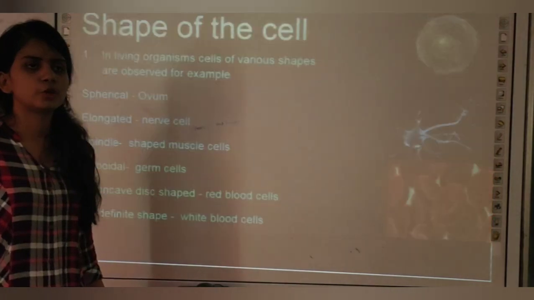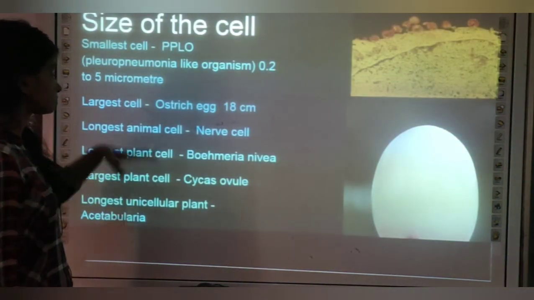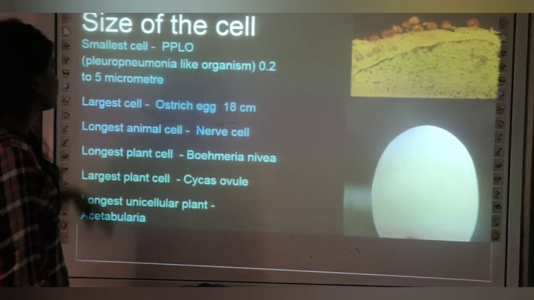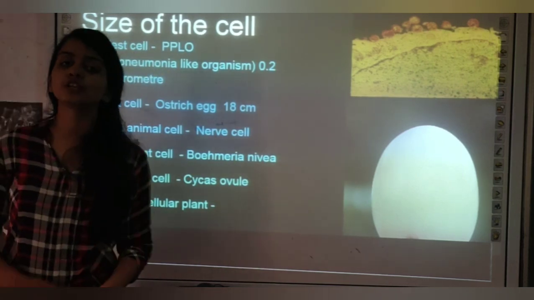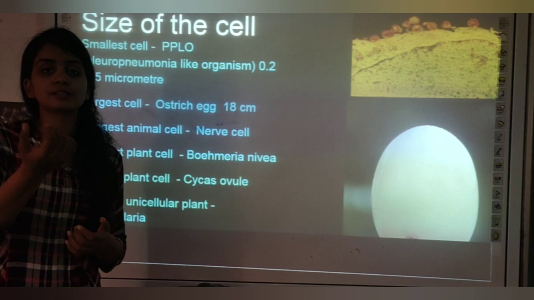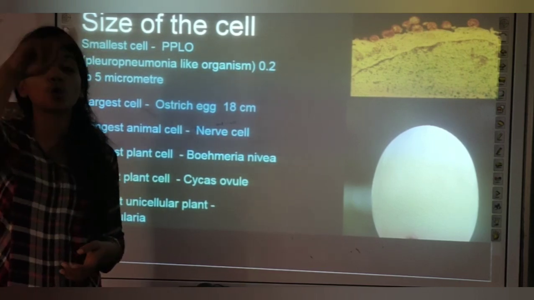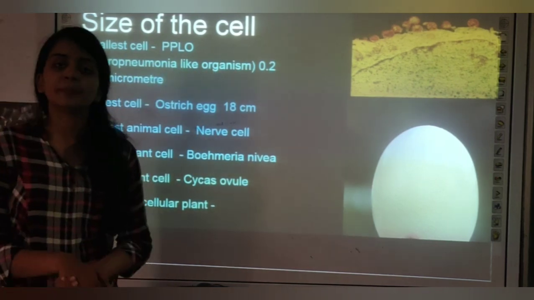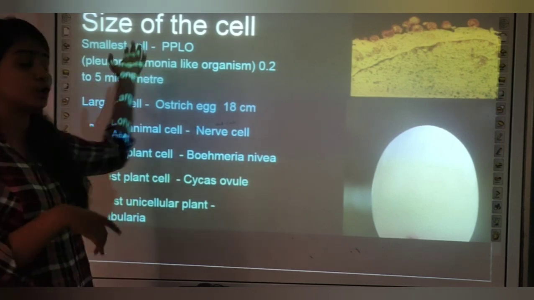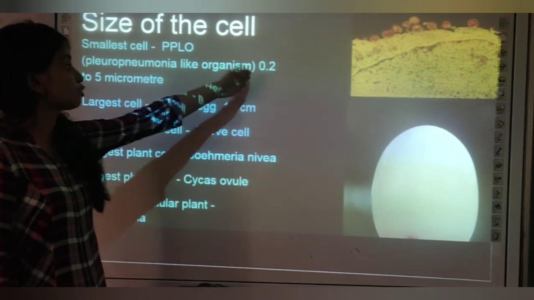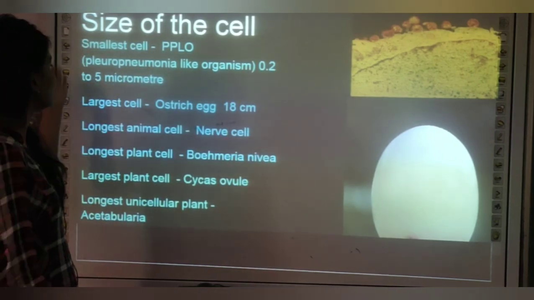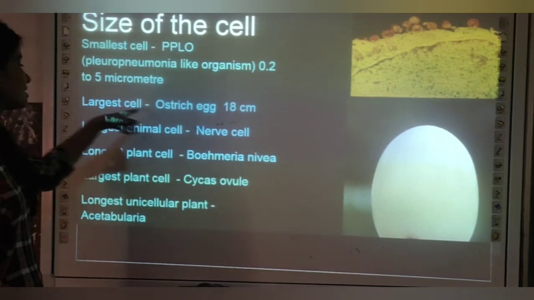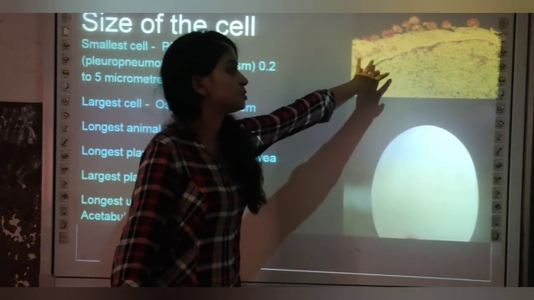What about size? Do all these cells have the same size? No. Here, a very informative point is there. I would like to explain that we measure cells in the micron unit. Got it? So, the smallest cell is PPLO. PPLO means mycoplasma. Its full form is pleuropneumonia-like organism, which measures from 0.2 micrometer to 0.5 micrometer. Got it? Here it is 0.5, not 5. The largest cell is the ostrich egg. This is the ostrich and this is PPLO.